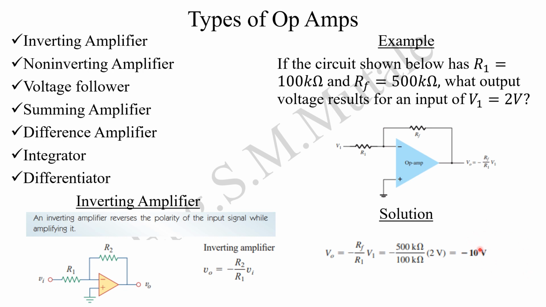You're going to get negative 10 volts as the amplified voltage, because the input was 2 volts, we've amplified it to 10 volts, but the polarity will change. This time around it's negative.